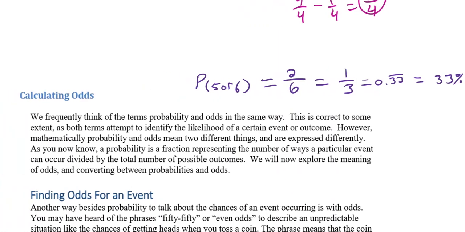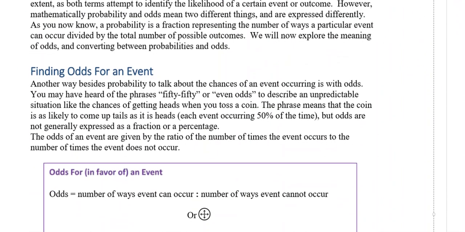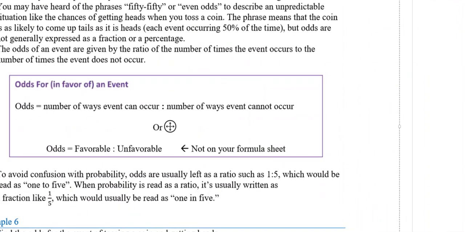Now, odds is a little bit different. Odds, you've probably heard that word, like what are the odds of this thing happening? A lot of times in casinos, they'll talk about the odds. You have a certain amount of winning, a certain amount of losing, right? Odds and probability are very similar, but they are different. They have different meanings.